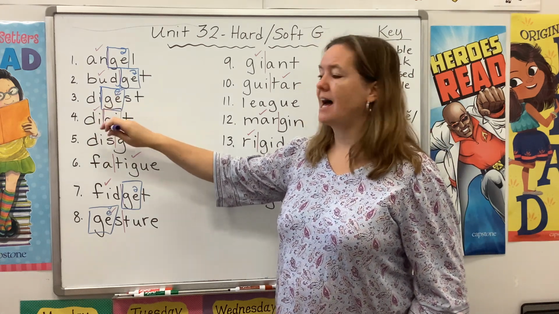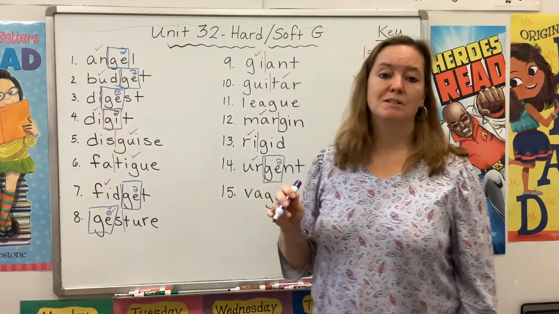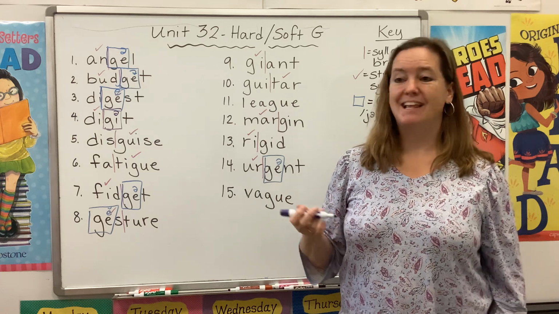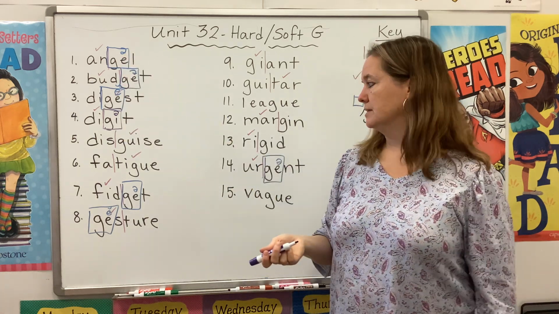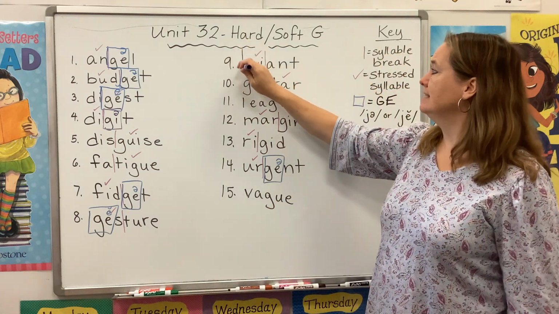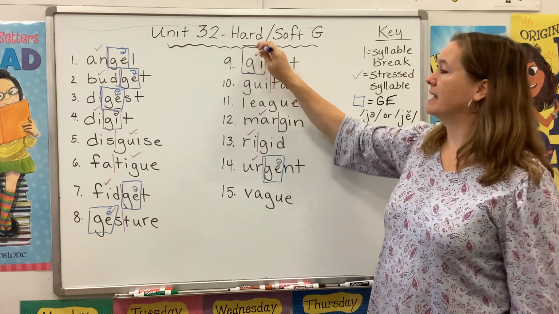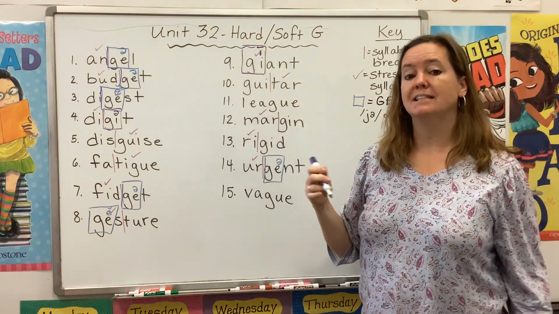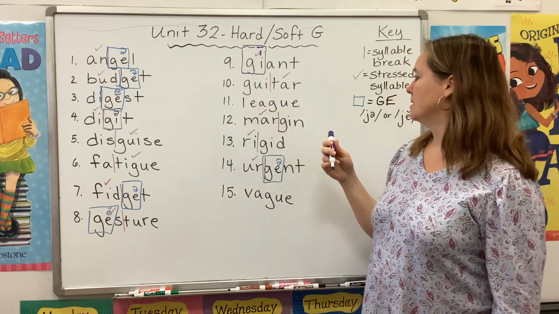Notice in digit that the I is softening the G, but it's in the unstressed syllable, so it's making that sound, right? That same exact sound that the E was making in these words. Okay, in giant, the I is making a long I sound. Notice it's in the stressed syllable, so that I has two jobs.